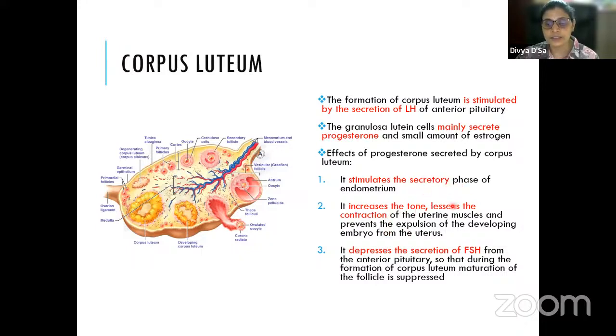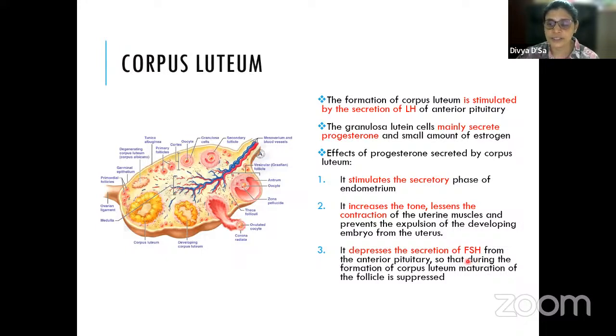So it increases the tone and lessens the contraction of the uterine muscles. Tone is increased and contraction is decreased. Why does it do that? To prevent the expulsion of the developing embryo from the uterus. Sometimes spontaneous abortion occurs mainly because of low progesterone levels. So in those cases, we give an external source, progesterone injections, in early pregnancy. It also depresses the secretion of FSH.